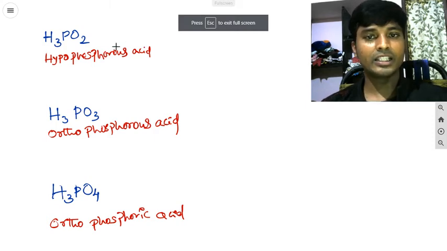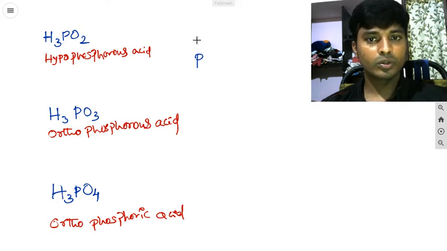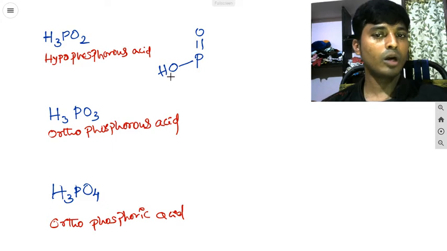Hypophosphorus acid, H3PO2. How can we draw the structure? First, whenever it is this type of phosphorus oxy acid, you take the phosphorus. Always one double bond O should be there, and one OH bond is also compulsory. These are compulsory: one double bond O, one OH. Next, what is there?